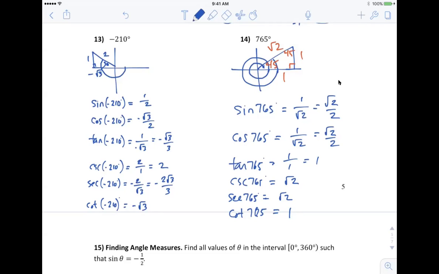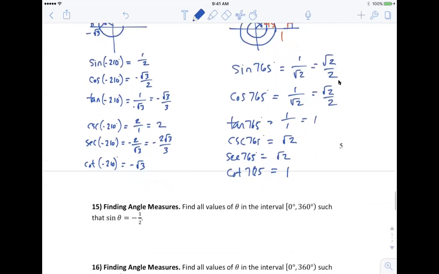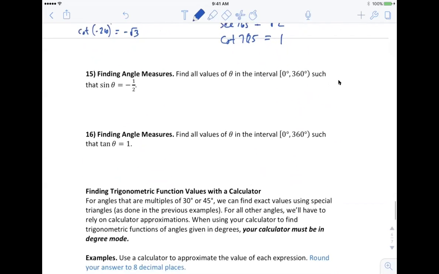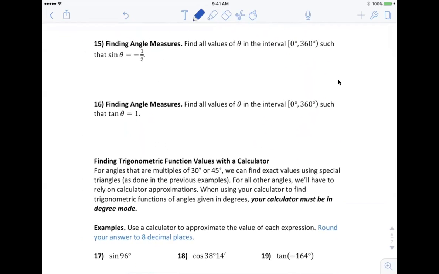Okay, so let's continue on with a different type of problem. This is page 6 now. We're going to look at the opposite, right? If you're given a ratio, can you find some angles such that that ratio is true? So this one is sine theta is -1/2. Okay, and we want anything in the interval 0 to 360 degrees.